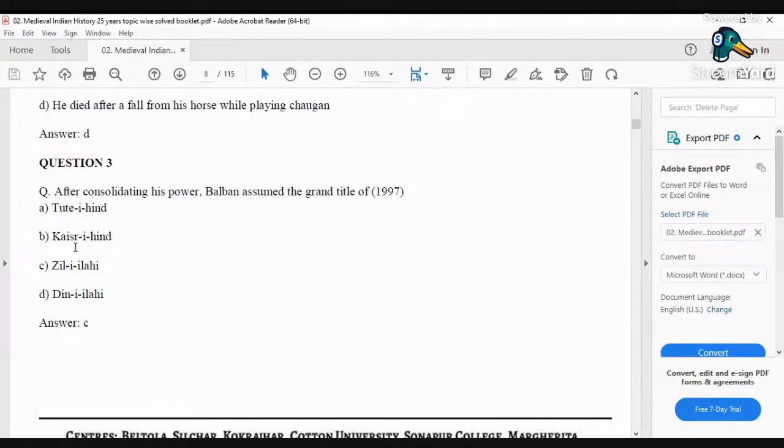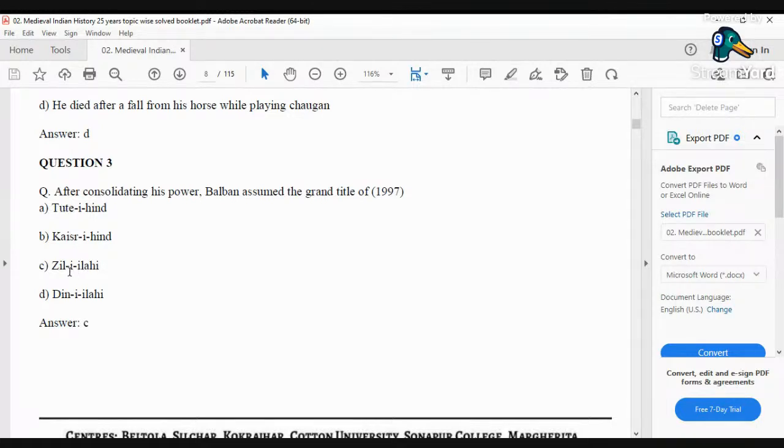Now, Kesare Hind means Alexander of India. Actually, Kesar means Caesar, not Alexander but Julius Caesar. Kesare Hind means Caesar of India. Now, this is also not the right option.